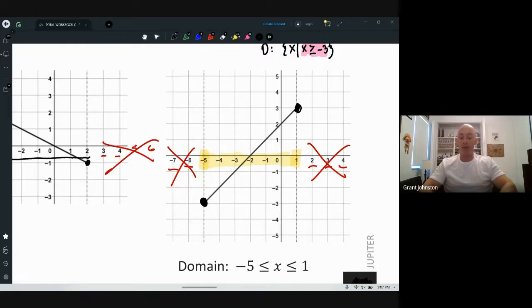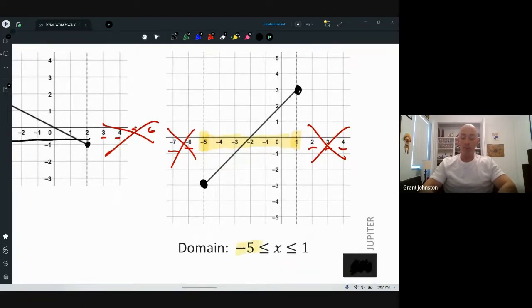That's why the domain is as it's listed. Remember, this says X is, if you read it this way, X is greater than or equal to -5 and less than or equal to 1. That's the domain for that one.